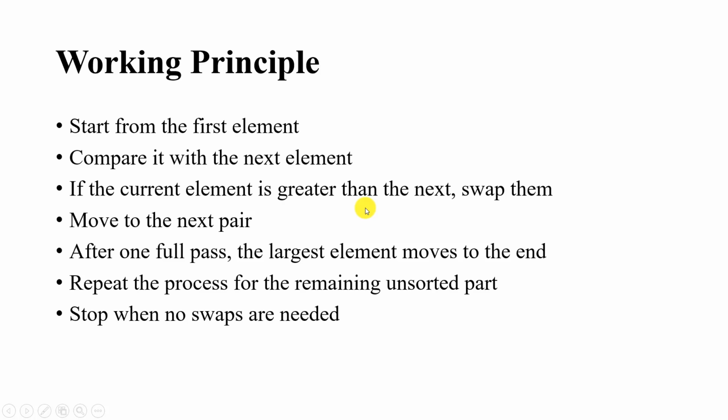And when it comes to the working principle, we will start from the first element and compare it with the next element. If the current element is greater than the next, we will swap them and then move to the next pair. After one full pass, the largest element moves to the end of the array. We will repeat this process for the remaining unsorted part of the array, and we will stop when no swaps are needed. That means the array will be sorted by that time. So this is the working principle of bubble sort.